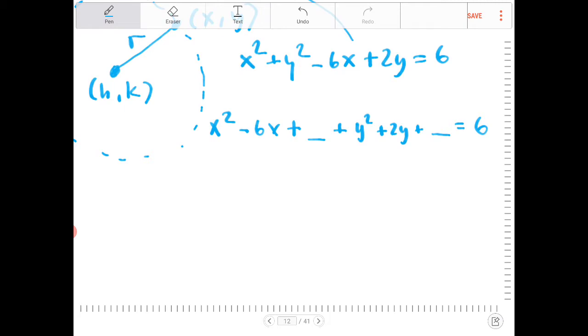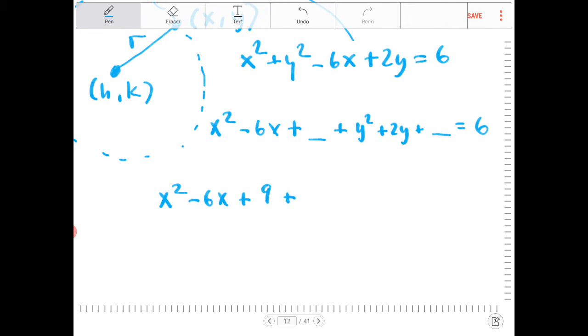And the way to do that is we're going to take the middle coefficient here, half it, and then square it. So half of 6 is 3, and then we're going to square it. So we're going to add 9.